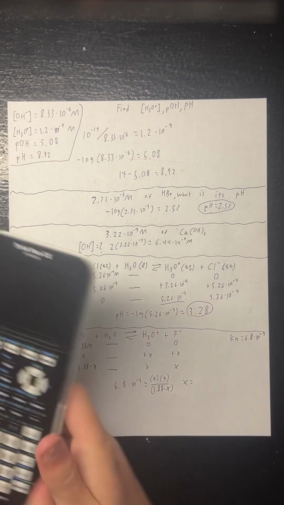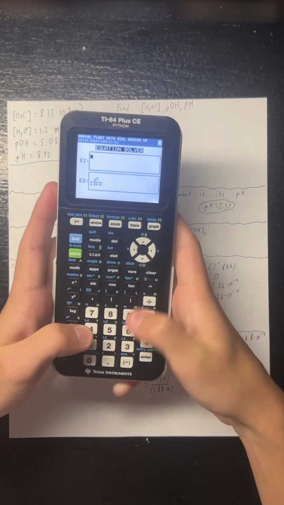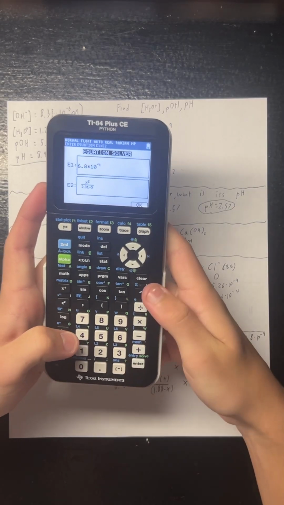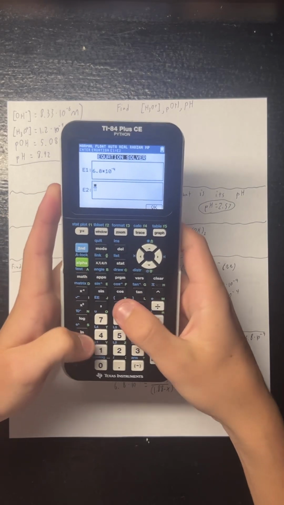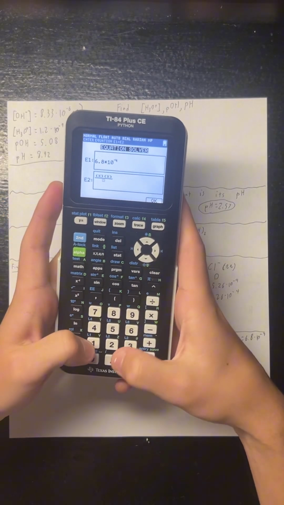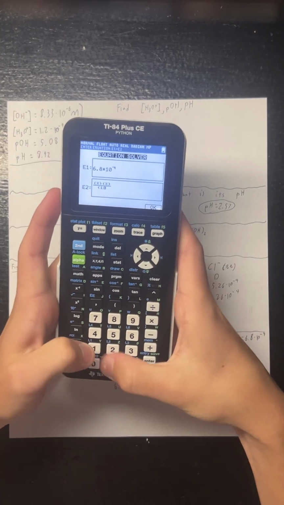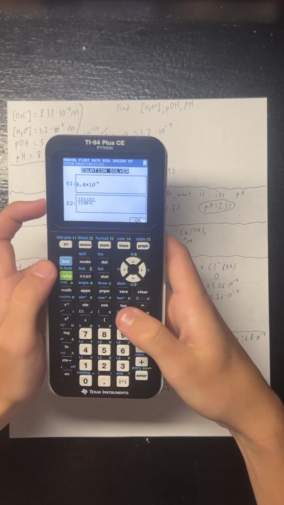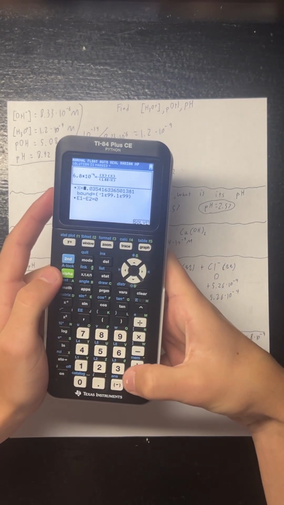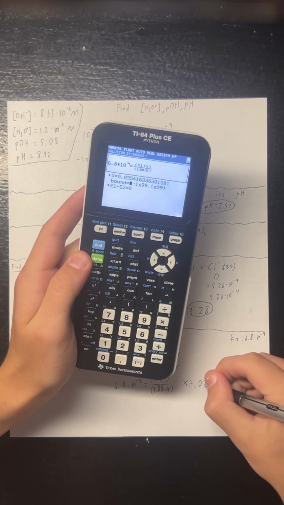So we go to math, numeric solver, and we plug in 6.8 times 10 to the negative 4. And here we go. X squared over 1.88 minus X, and we set 0 equals, then alpha solve. Boom. Our X equals 0.035.